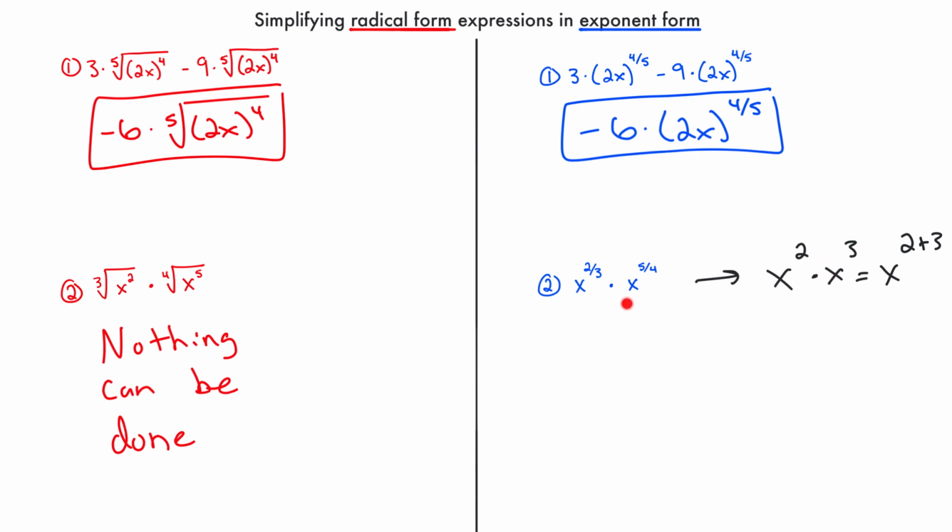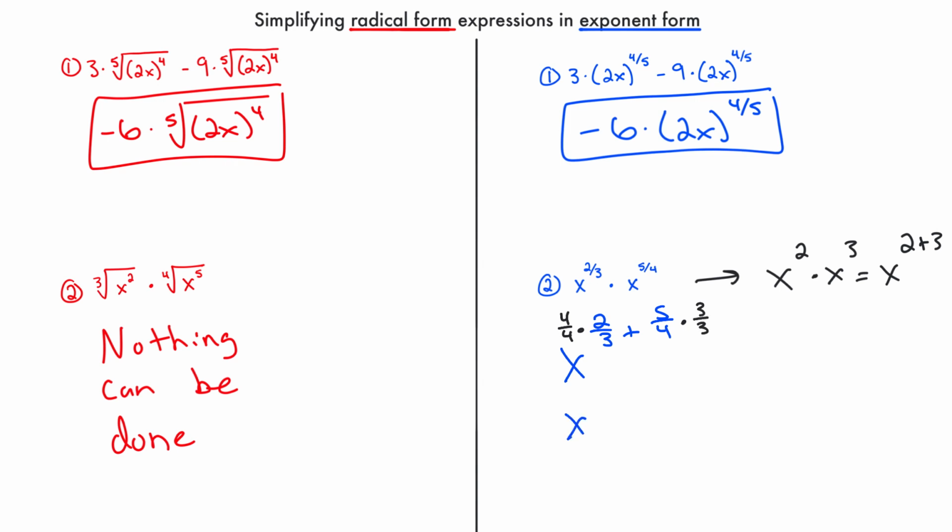The bases are the same. They're both x. We're just going to take the exponents and add them together. This is just x to the 2 over 3 plus 5 over 4 power. And we know how to add fractions together. You just need to get a common denominator. So the common denominator between 3 and 4 is 12. So I multiply this fraction on top and bottom by 4. And I multiply this fraction on top and bottom by 3.